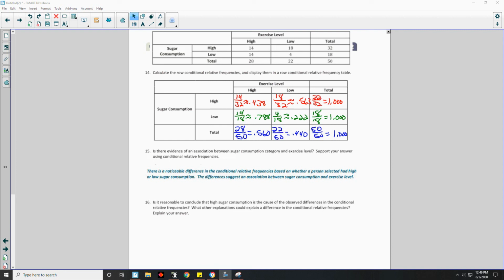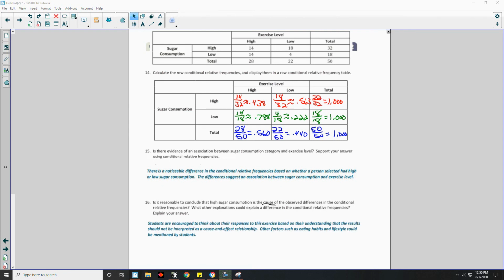Number 16, is it reasonable to conclude that high sugar consumption is the cause? So we need to be really careful here in using this word when we're dealing with probability and statistics. Do we know for certain that it's the sugar that caused the change in exercise level? So keep that in mind. So let me start over. Is it reasonable to conclude that a high sugar consumption is the cause of observed differences in the conditional relative frequencies? What other explanations could explain a difference in the conditional relative frequencies? Explain your answer.